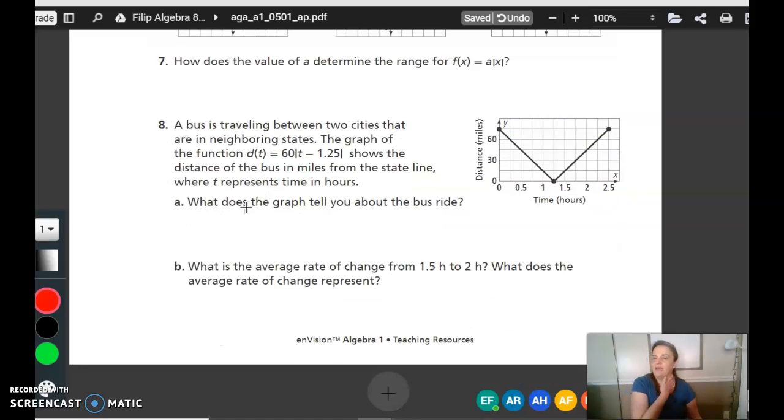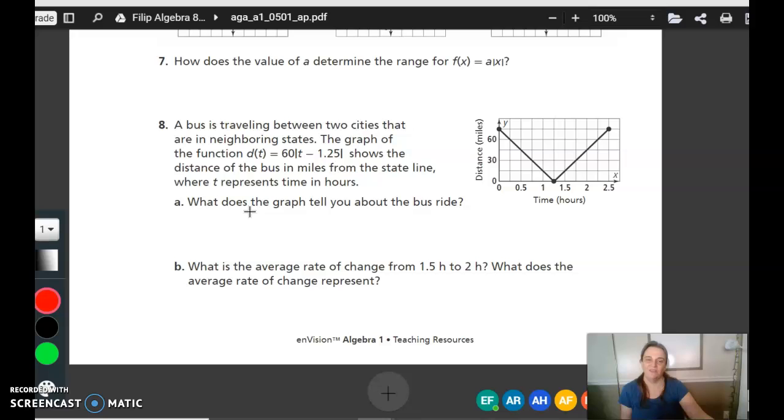This one, number 8, a bus is traveling between 2 cities. This looks like the word problem that we did in class. I know it wasn't in the video that we gave for this lesson though. So let's look at the word problem here. A bus is traveling between 2 cities that are in neighboring states. The graph shows the distance of the bus from the state line, right? So I'm driving from New Jersey to Philadelphia. I have to cross the border between New Jersey and Philadelphia.